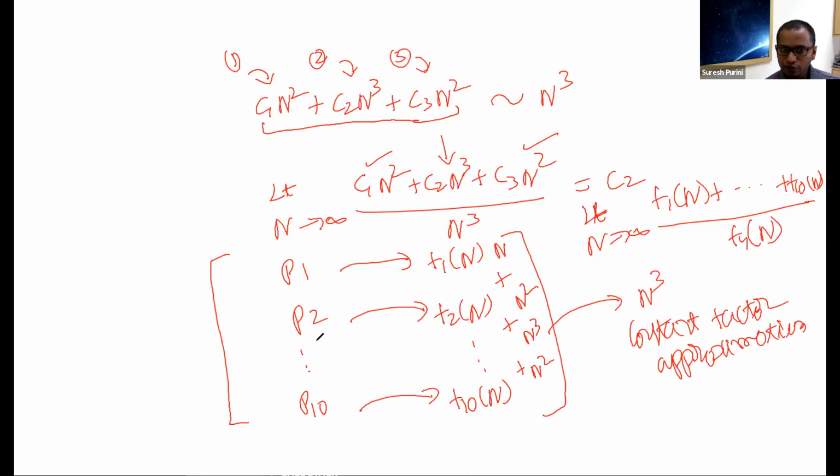For small values of n, it's all right. As the value of n keeps increasing, what can go wrong is what we try to understand. This is what is called asymptotic analysis. That is, as the value of n increases, what happens?